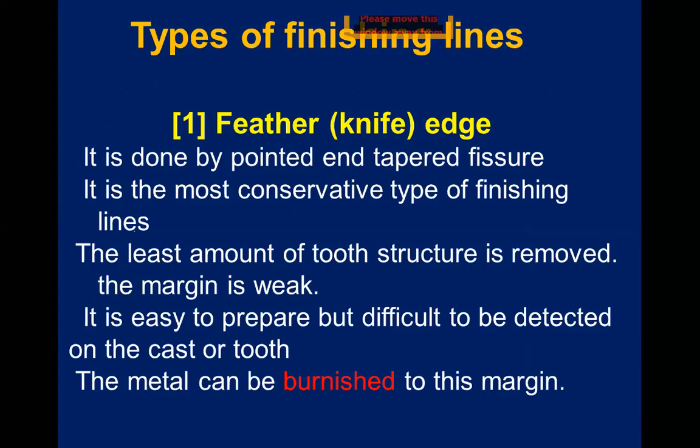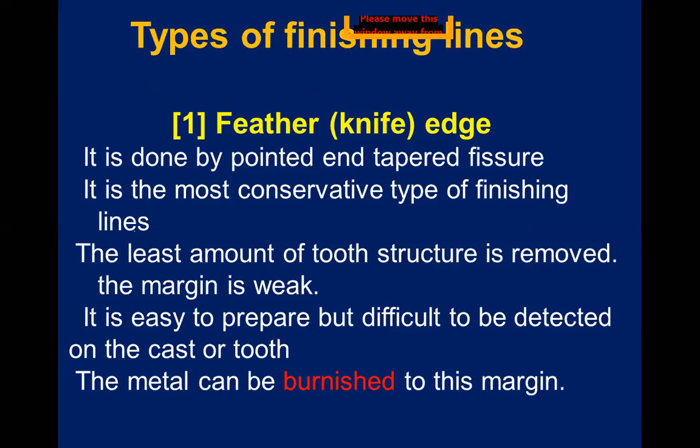The first type, we will start discussing the finishing lines starting from the smallest or the weakest type. Feather or knife edge. It is always said knife edge. It is just like the knife edge. It is a very tiny junction between the prepared and non-prepared part of the tooth, and it is prepared by using a pointed and tapered fissure burr.